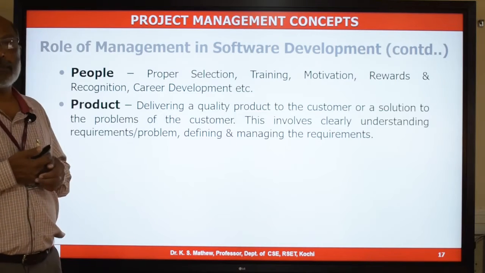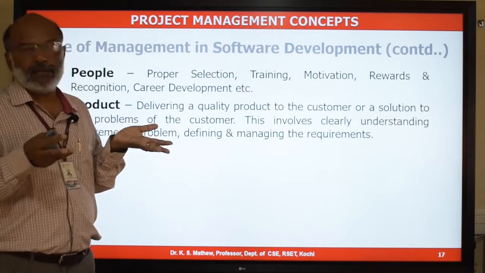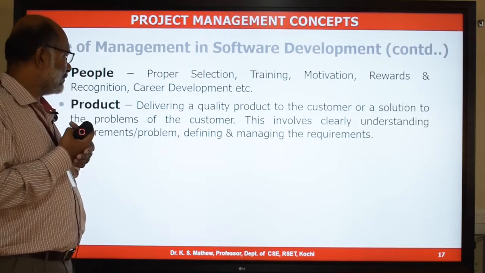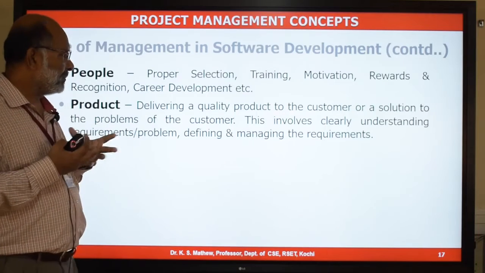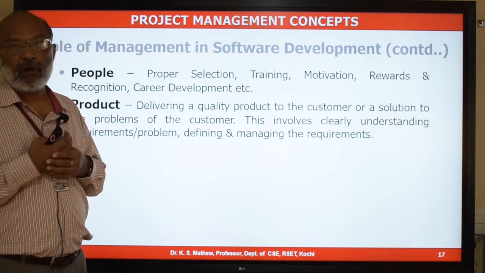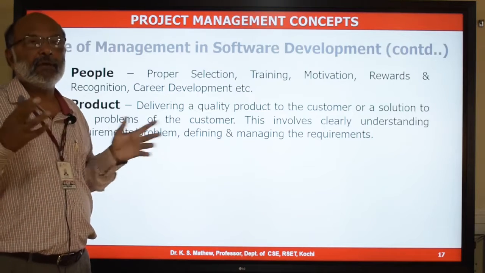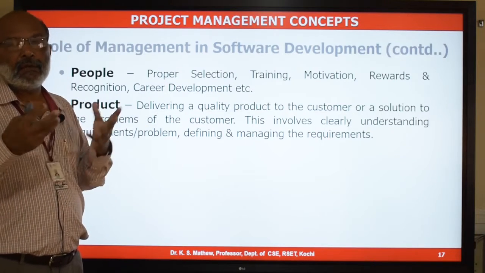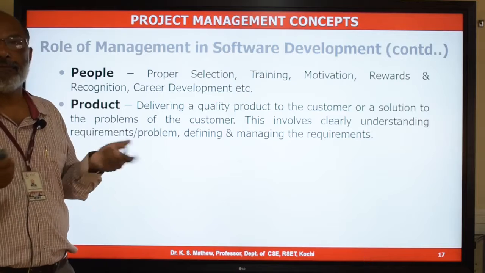The second factor is product. The aim of your project is to deliver a quality product to the customer, or deliver a solution to the problems of the customer. That's the objective of your software project. So this involves clearly understanding and defining the requirements or the problem, managing these requirements, and doing quality assurance activities, so that you can deliver a product meeting all the customer's requirements. That is the second factor, which is very important in the case of a software product.